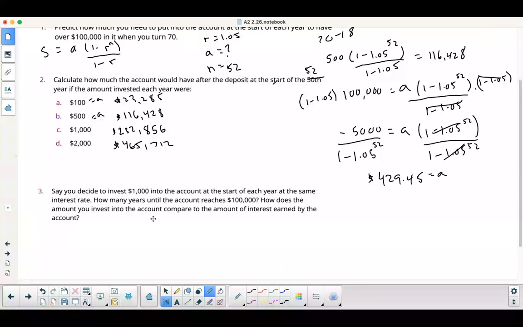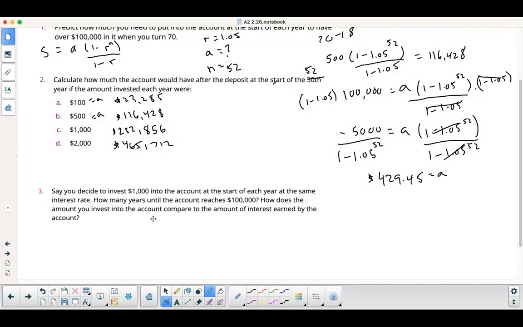All right, number 3. Say you decide to invest $1,000 into the account at the start of each year at the same interest rate. How many years until the account reaches $100,000? How does the amount you invest into the account compare to the amount of interest earned by the account?